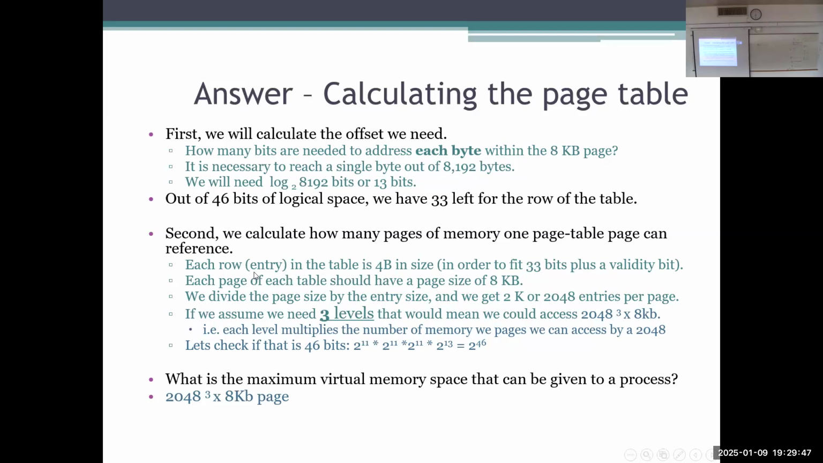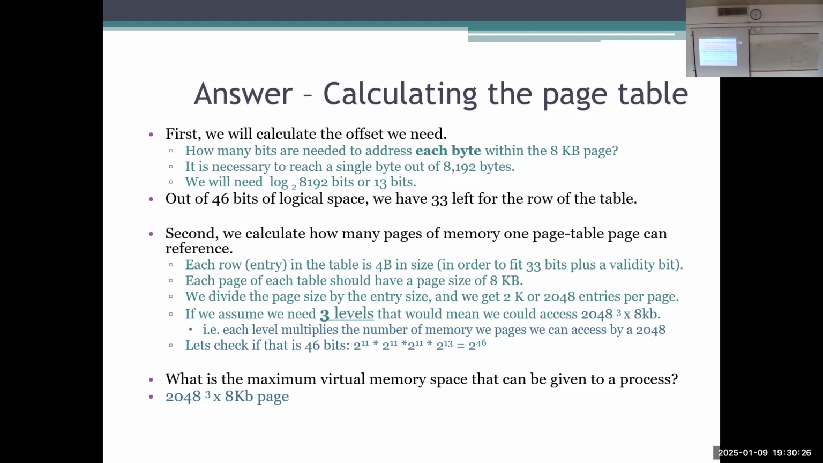Each row in the table is 4 bytes in size. You also have to include the validity bit, which is not part of the entry. So you have the 32 of the entry plus 1 of the validity, then you have the 13 of the offset. The 46 is 13 of the offset, 1 validity and 32 of the entry.